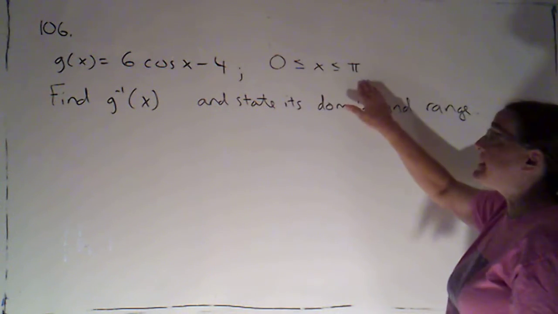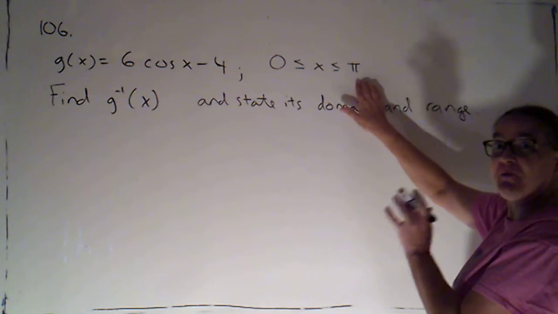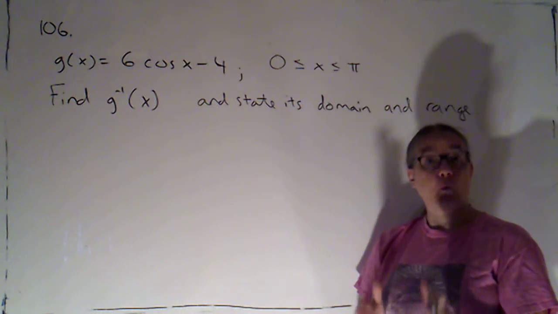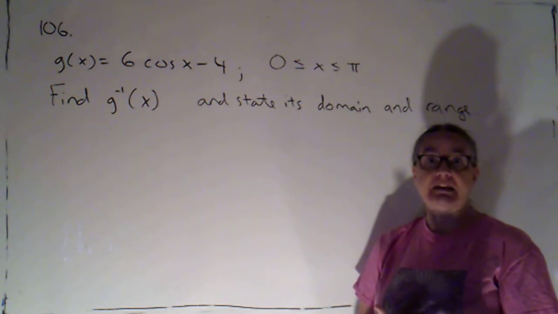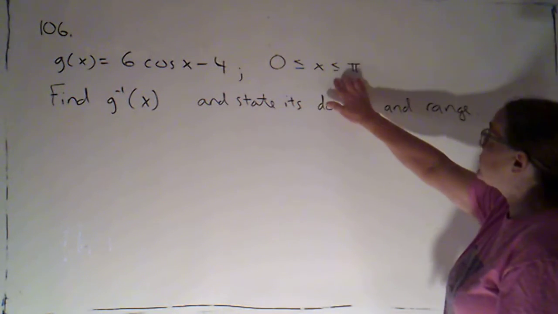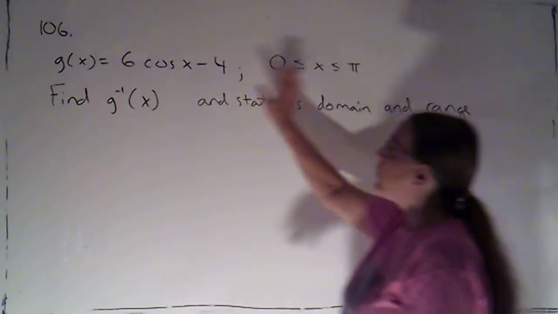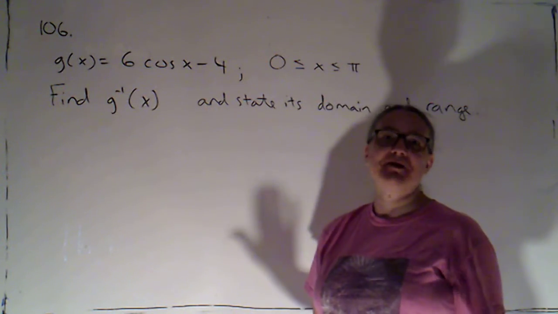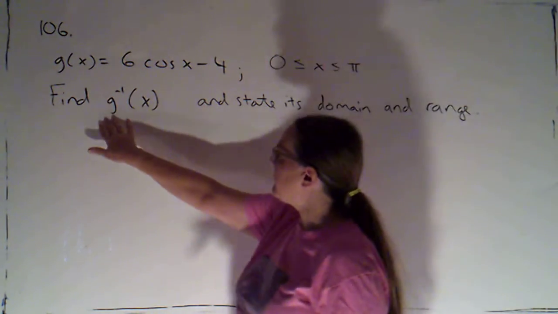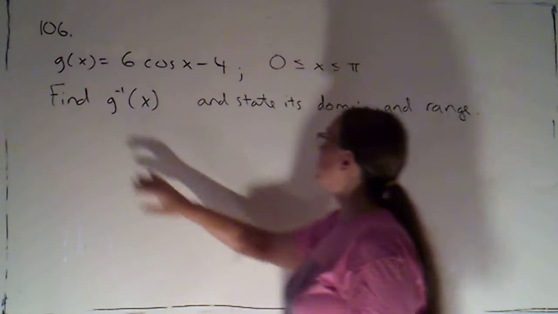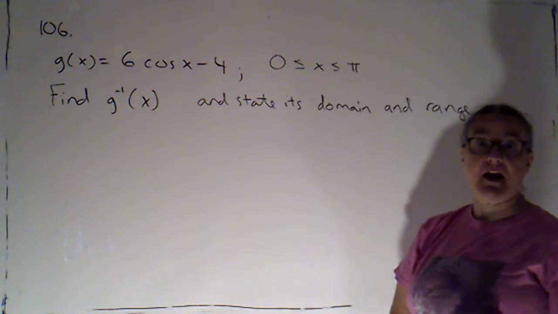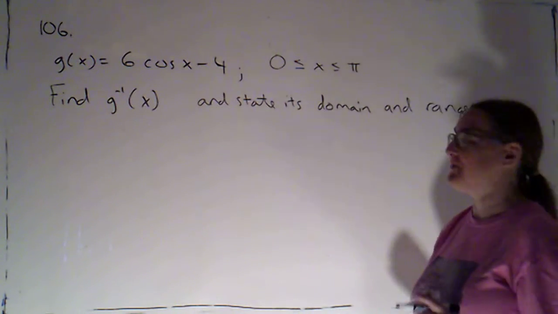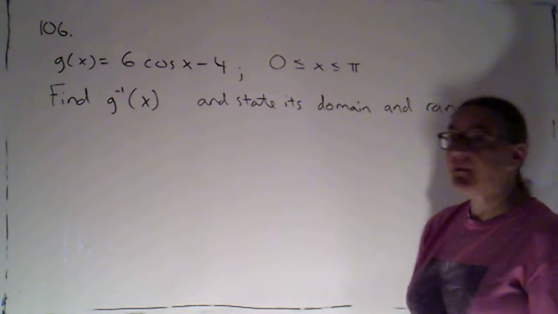And you'll notice this is the same restricted domain we had when we were just working with cosine and restricting the domain to get a one-to-one function so that we could take the inverse. So by restricting the domain here, we're turning this transformation of cosine into a one-to-one function. And we're asked to find a formula for the inverse function and then state the domain and the range. Being very careful, we're asked for the domain and the range of the inverse function. Okay, so let's remember how that works.